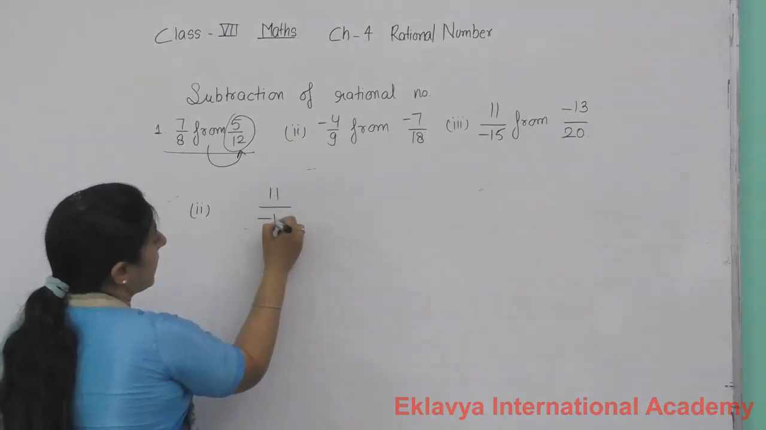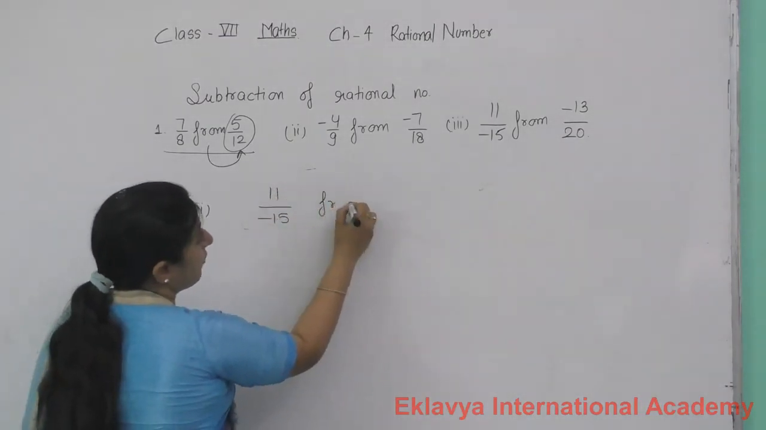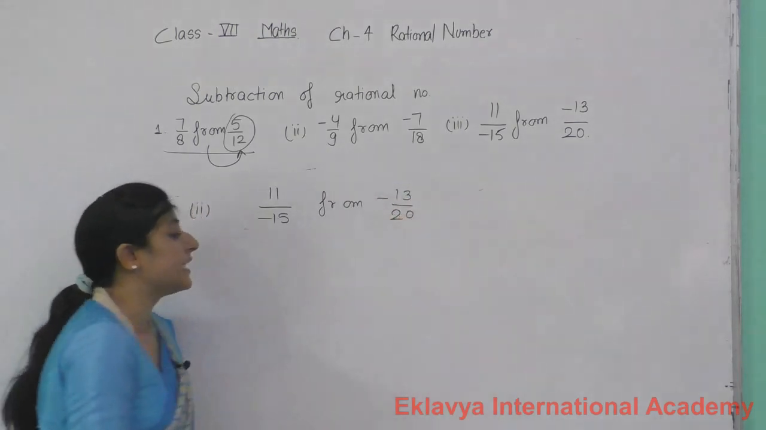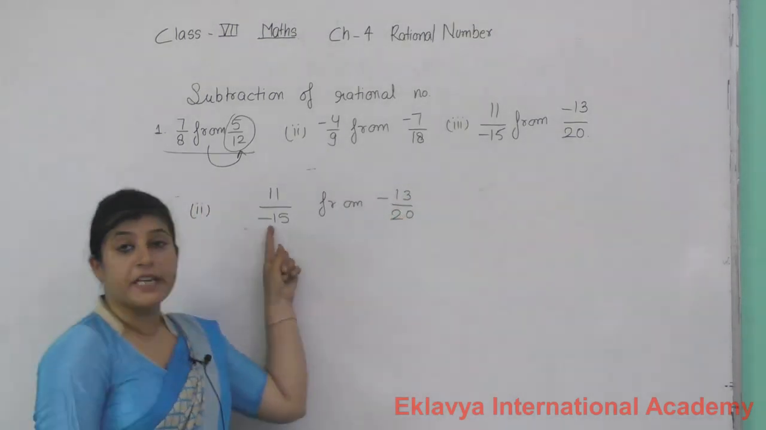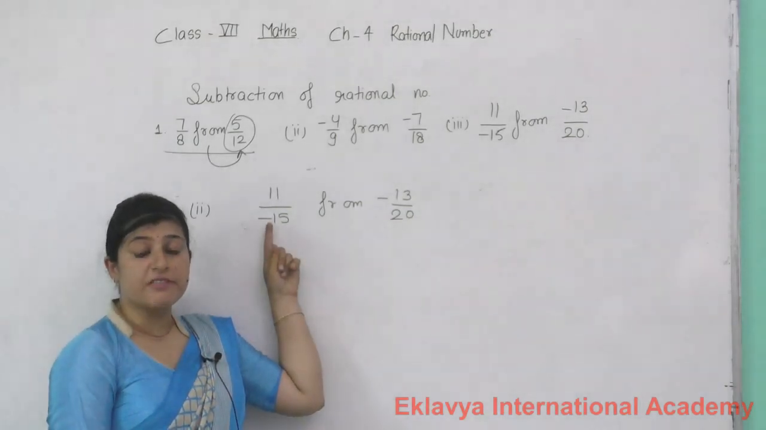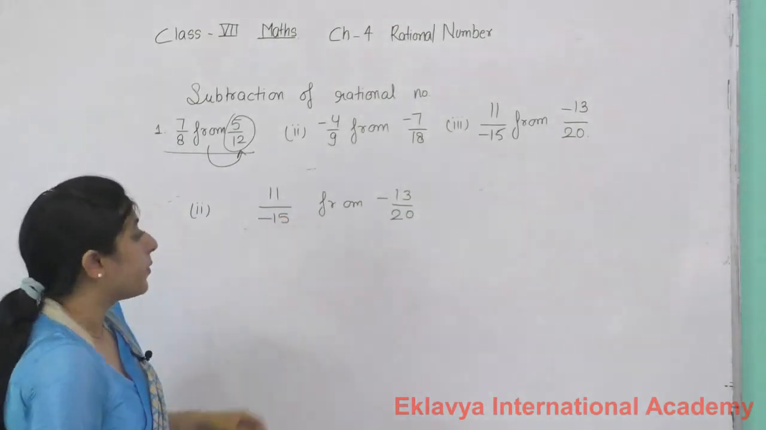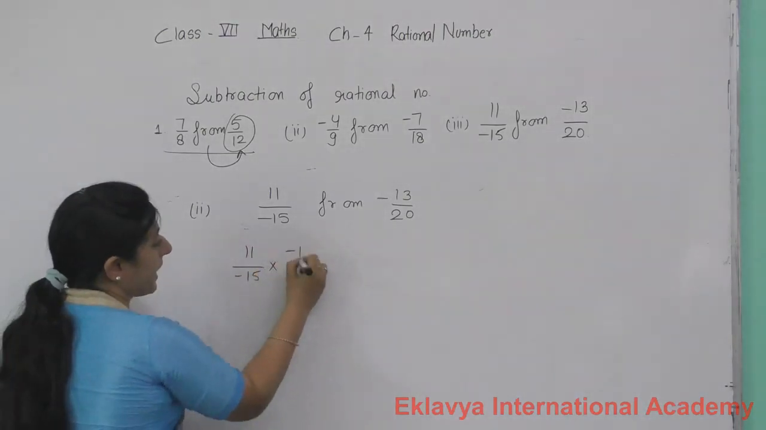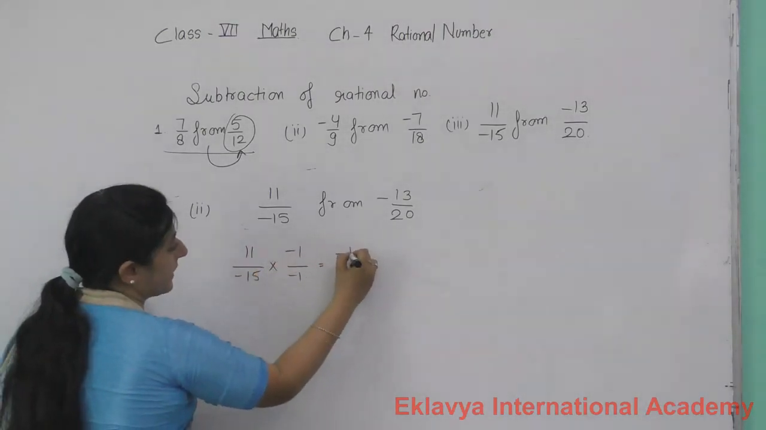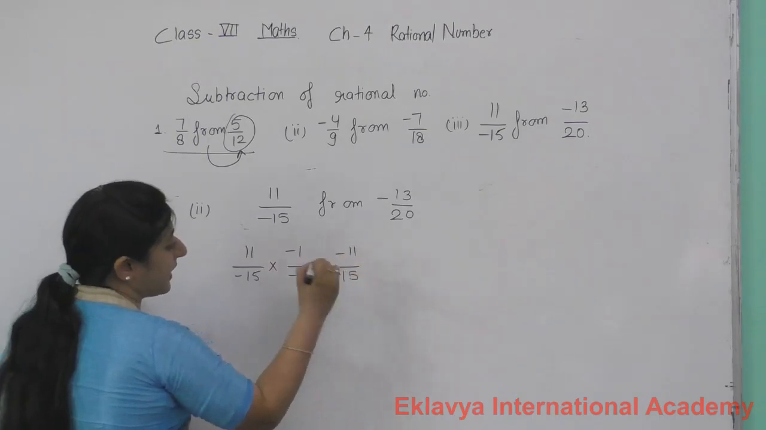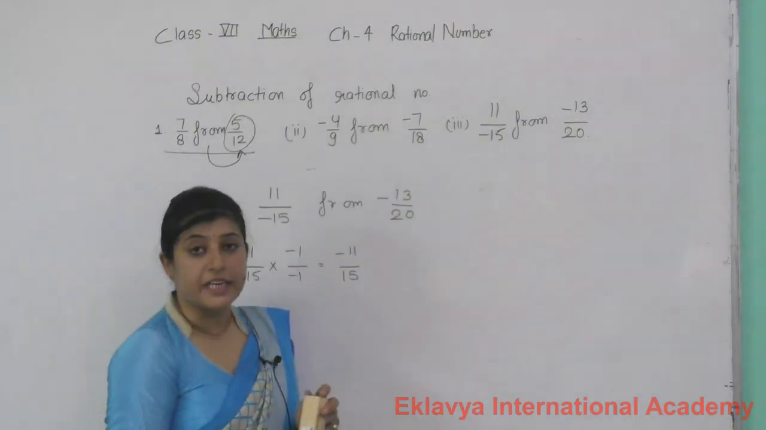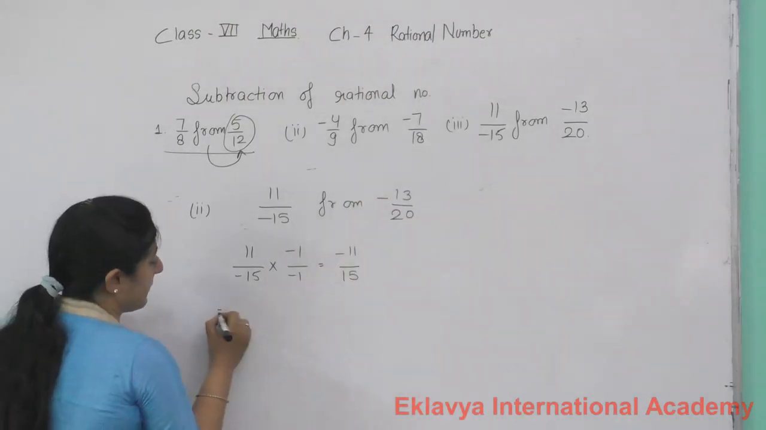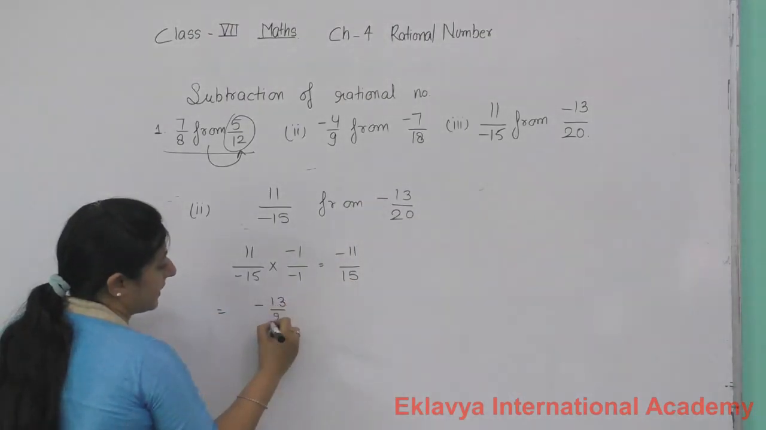11 divided by minus 15 from minus 13 by 20. In this question, see now, here the denominator is negative. So firstly we will make it positive. And you know how to make it positive? Multiply by minus 1, then it becomes minus 11 minus minus plus 15. Now we will solve it. Our result is minus 13 by 20.